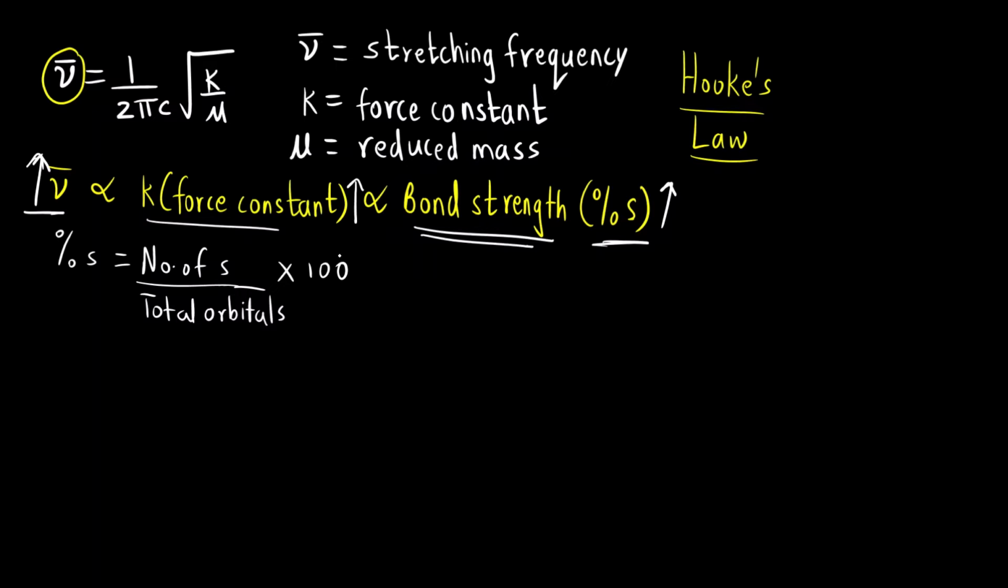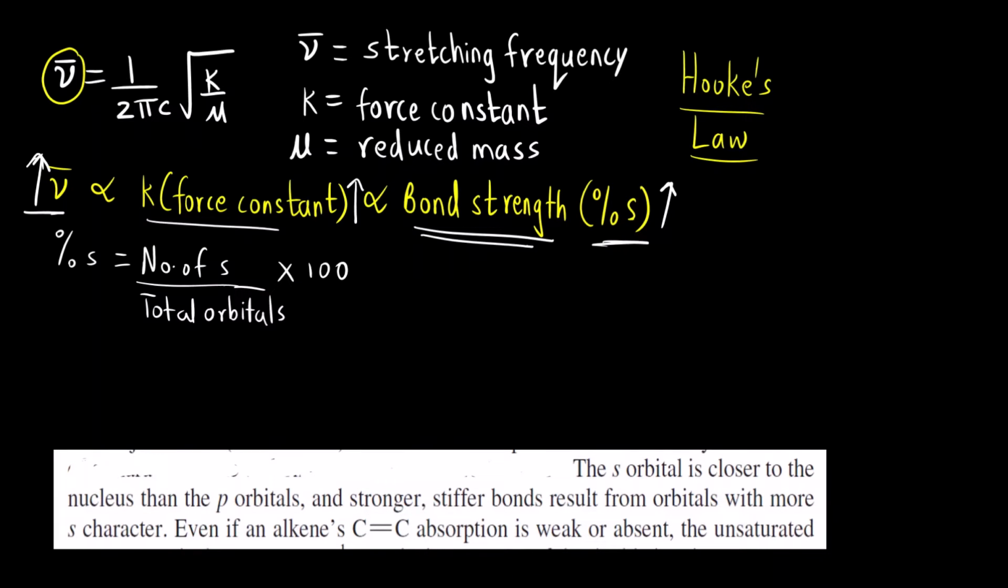Now why is this there? The reason is very simple. The s orbital, we know it is closest to the nucleus. S orbital is closer to the nucleus as compared to p orbital, and hence the nuclear attraction, or we can say nuclear pull from the nucleus of an atom, is very high, since the s orbital is closest to the nucleus. So that is why a strong bond, or we can say a stiffer bond, is formed when there is high percent s character.